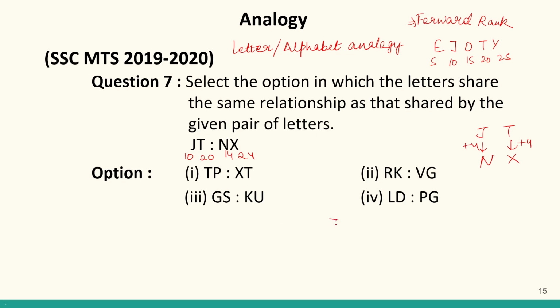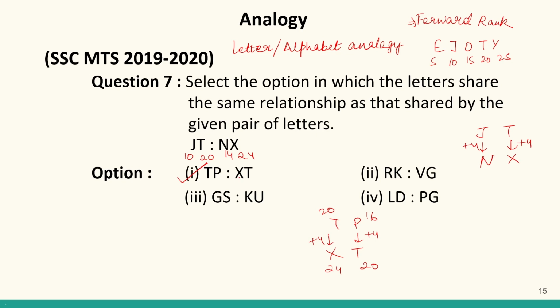So let us look at the first option, TP and XT. T we know has 20th position. Similarly, P we know has 16th position. And X we know has how much? 24th position. So here we are moving 4 positions forward. Here also we are moving 4 positions forward. So this particular option follows the same logic. Hence our answer will be TP is to XT.